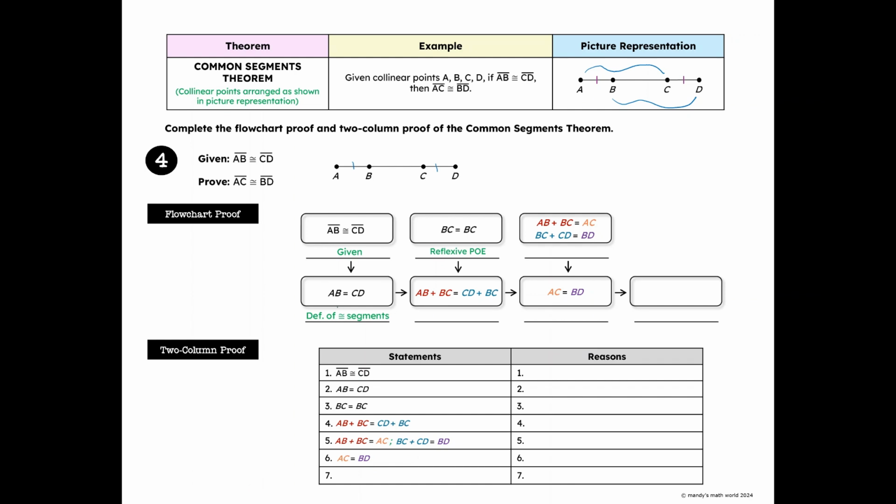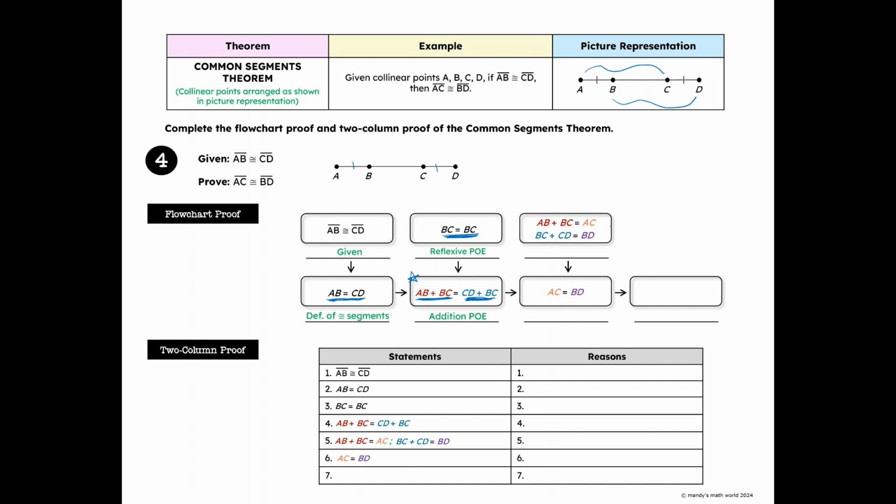We're using these two right here, the fact that AB is equal to CD and also BC is equal to BC. So what I'm going to do is add BC to AB on the left side, and then add BC to CD on the right side of that equal sign. And that's just the addition property of equality. I added the same thing to both sides of my equation.